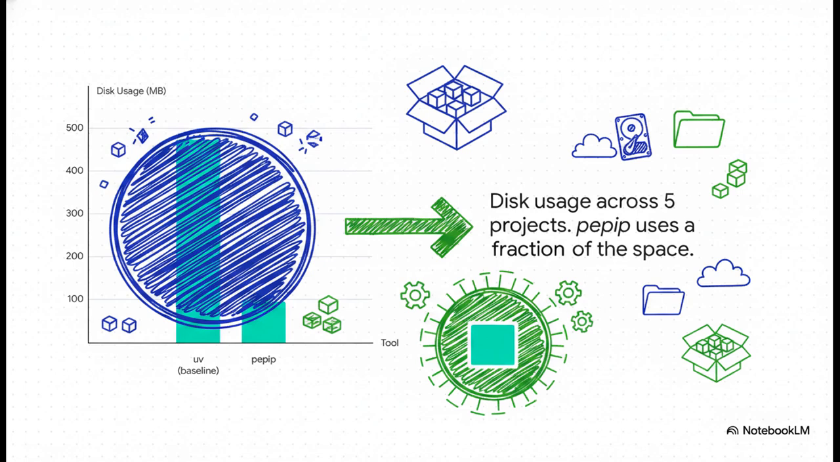This chart really drives the point home, doesn't it? Look at that towering bar on the left. That's the old way. That's all the duplicated data. And then, look at the little bar next to it. That's all pepip needs to do the exact same job. We're not talking about a small improvement here. This is a fundamental change in efficiency.